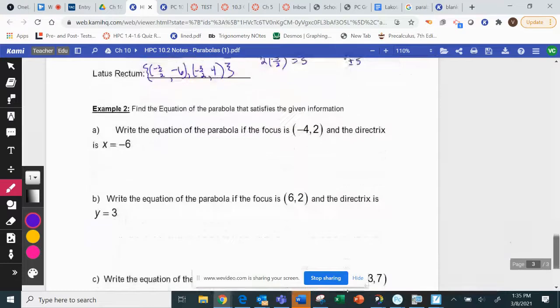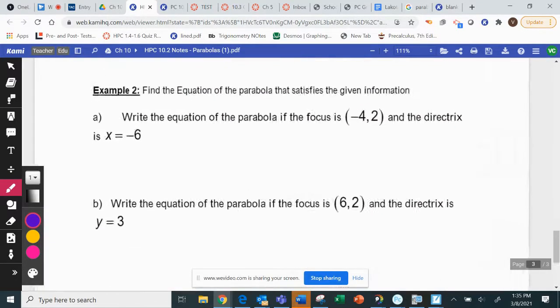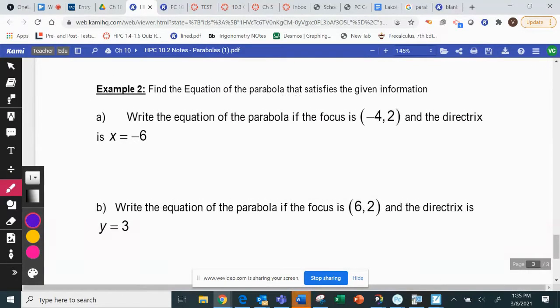All right, and then the last section, if you guys know how to do this, you're more than welcome to ignore me and start working on the assignment. I'm doing this because I'm making a video. I am going to do all 3 of these. So you're going to find the equation of the parabola that satisfies the given information. I'm a visual person, so I like to see it. -4, 2, and that's my focus. And then my directrix is x equals -6.